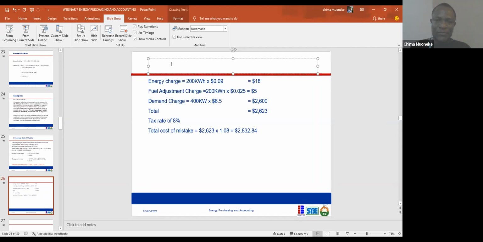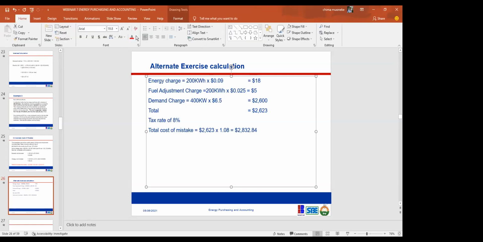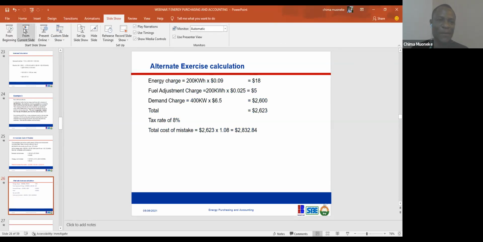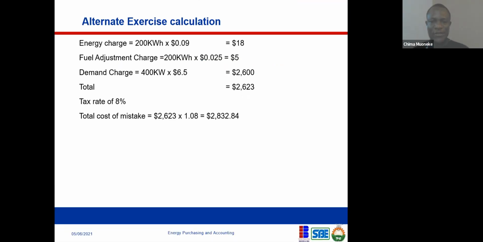So these are alternate exercise calculations. Is this better, the way I presented it now? Yes, it's better. This is nice. Okay, so this is just an alternate solution. But if you also take your time to look at the previous one, you will still see how the solution took place there. So this is the cost of that mistake, just a 30-minute mistake, and the company is going to pay this amount of money for that.